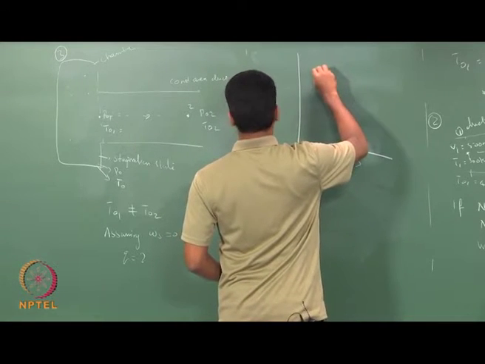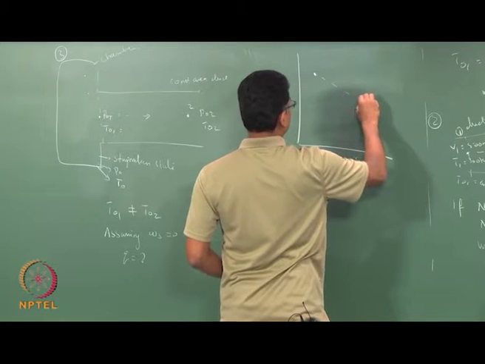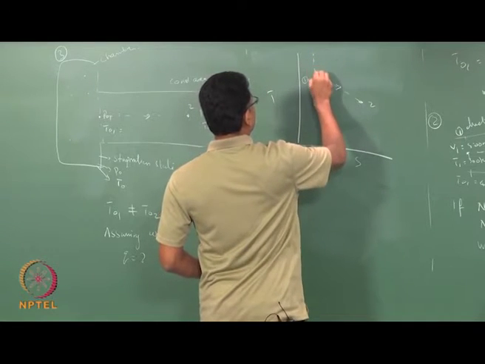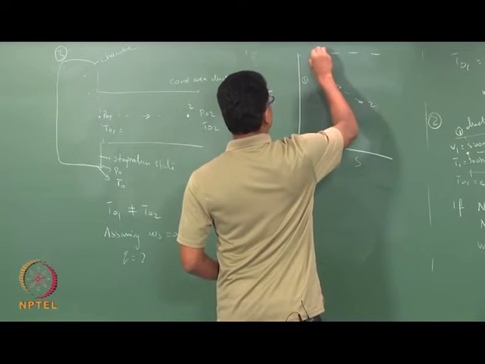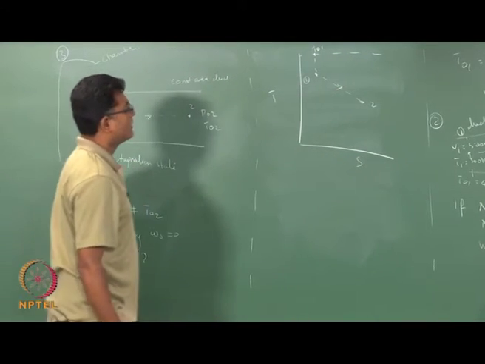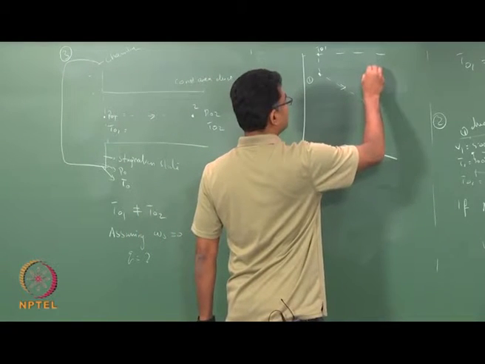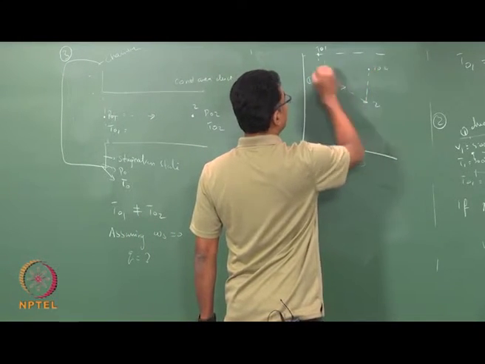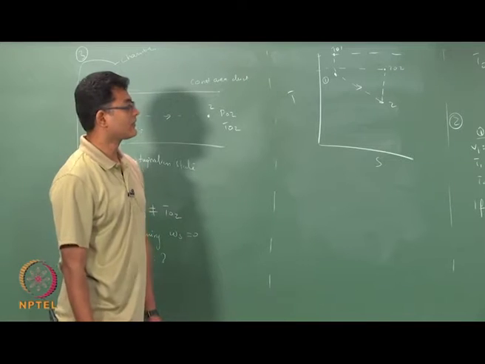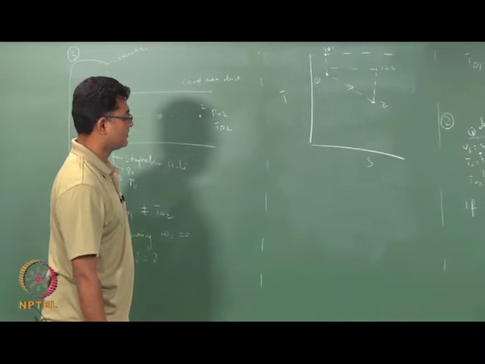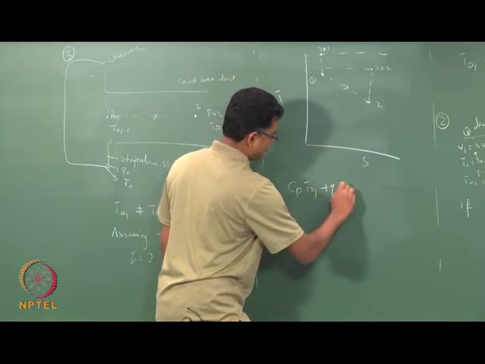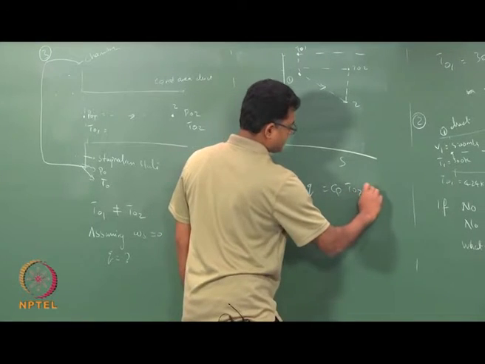I have 1, I have 2. State 1 has a stagnation state T01 and state 2 has a stagnation state T02, which is now different. So, from the energy equation, Cp T01 plus Q equals Cp T02 plus Ws.